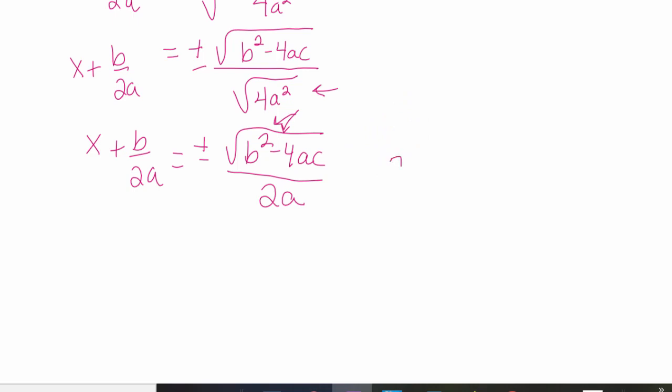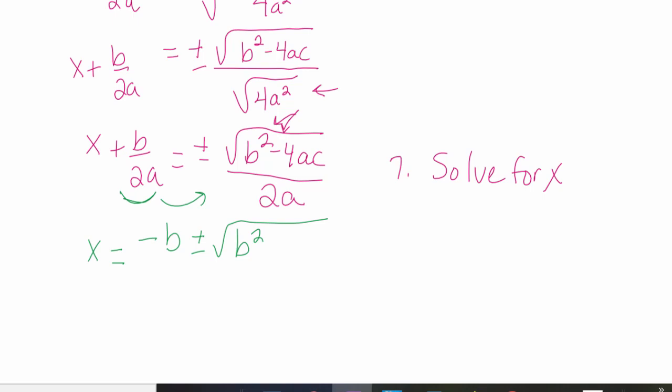Okay, step 7 is solve for x. Solve for x. So that means we're going to subtract this b over 2a. This guy needs to be subtracted, just moved over. So x equals the opposite of b plus or minus square root b squared minus 4ac all over. Do you notice that both of the fractions have the same denominator? So I'm going to make it one big fraction all over 2a.